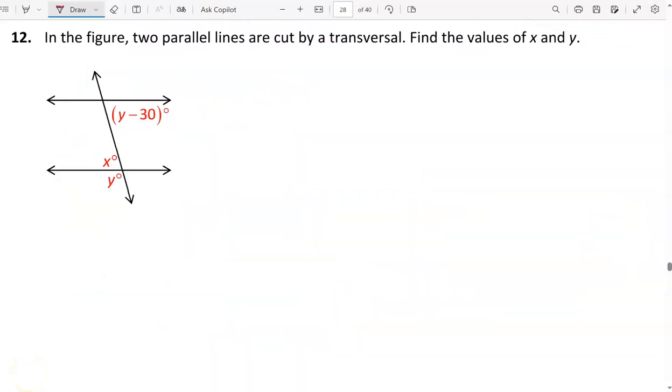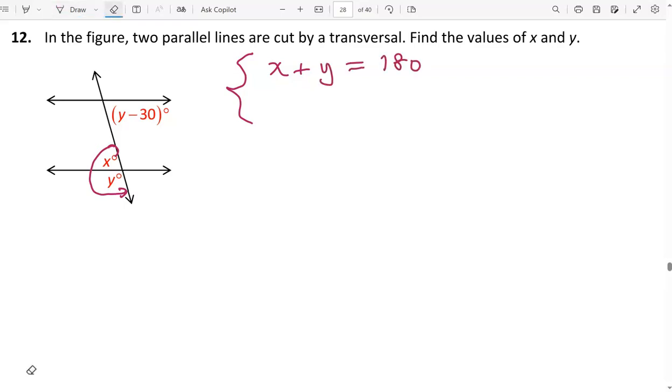In number 12, we have a geometry application. There is a pair of parallel lines here cut by a transversal, and we are to find the values of x and y. One of the first things I might notice is that we have this pair of angles right here, which are a linear pair or supplementary. So that means the sum of those degree measures must be 180 degrees.